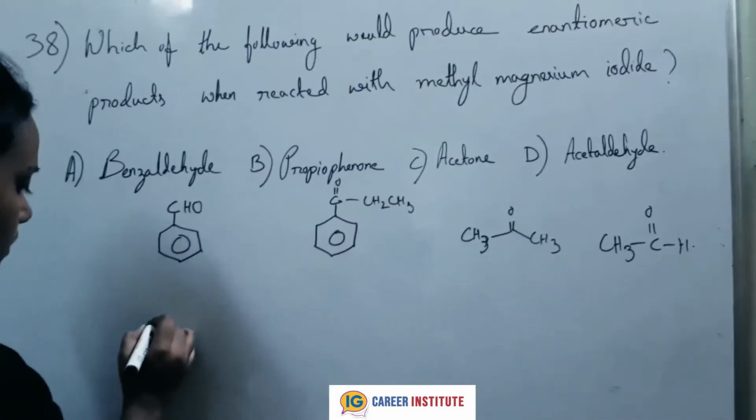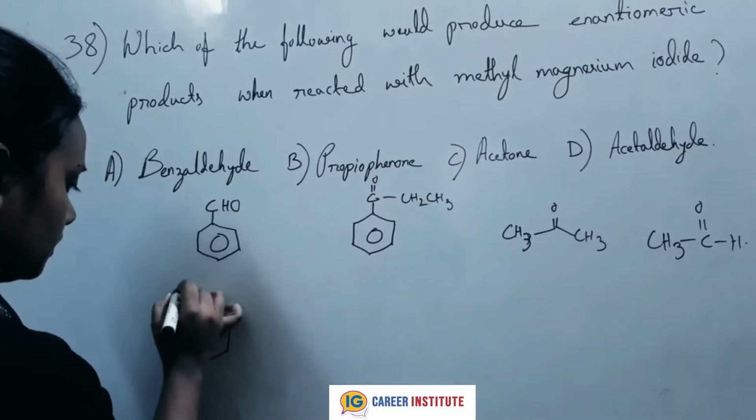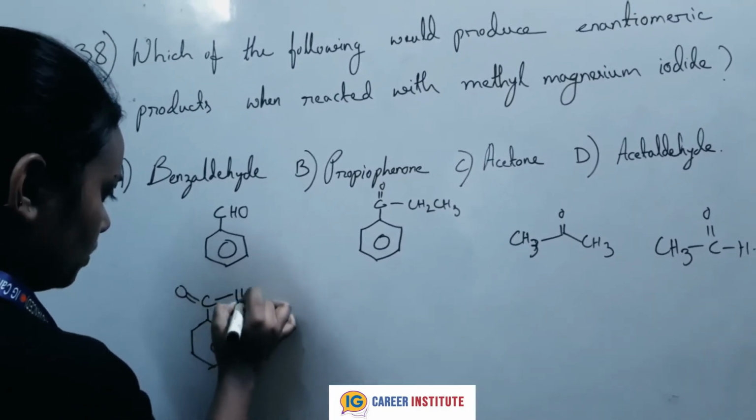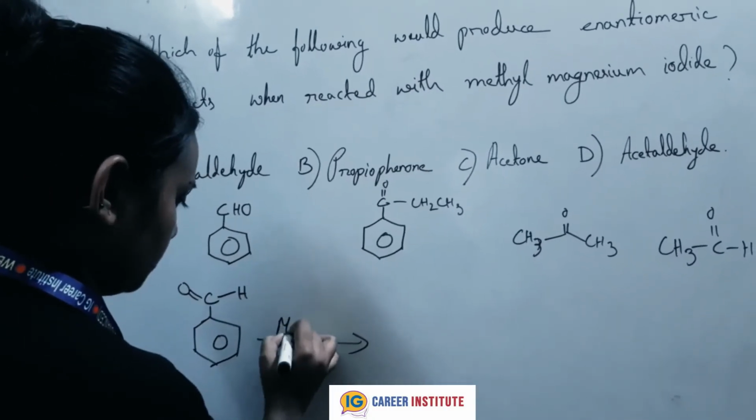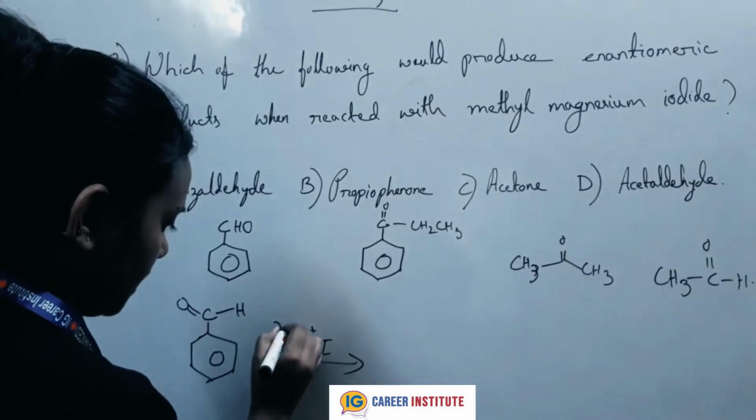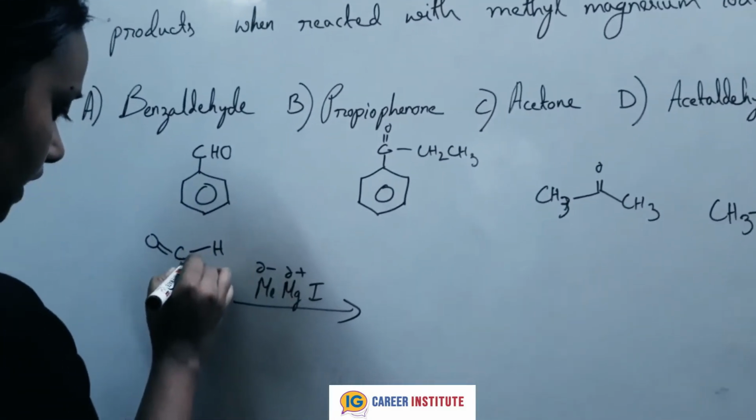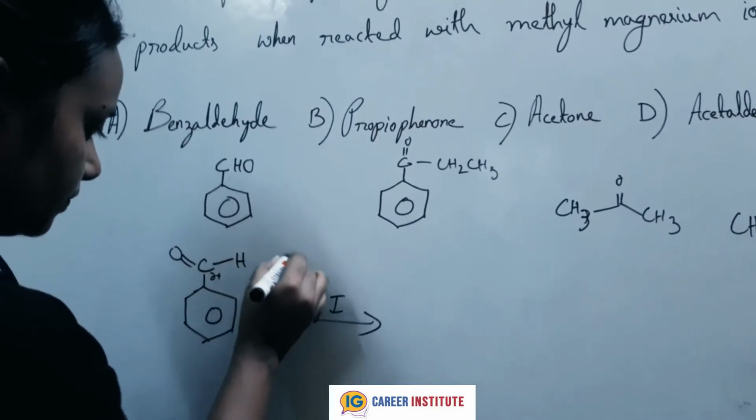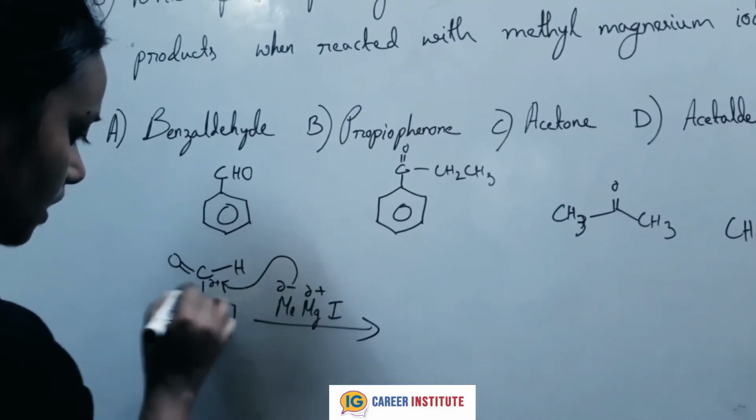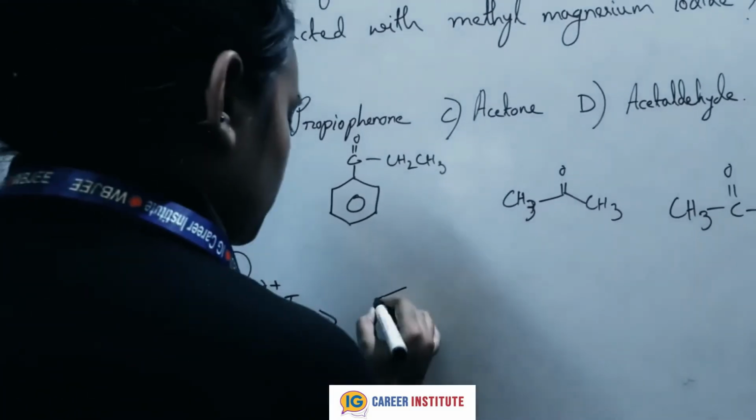So which will produce enantiomeric product when reacted with methyl magnesium iodide? Now what is methyl magnesium iodide? It's a Grignard reagent, right? So if I have to react it with benzaldehyde, what will produce? Methyl magnesium iodide is basically reacting. So magnesium has delta plus, methyl has delta minus, which will attack the delta plus center of the carbonyl, because carbonyl is electron deficient. So this pi bond will open up. So finally what will be the product?